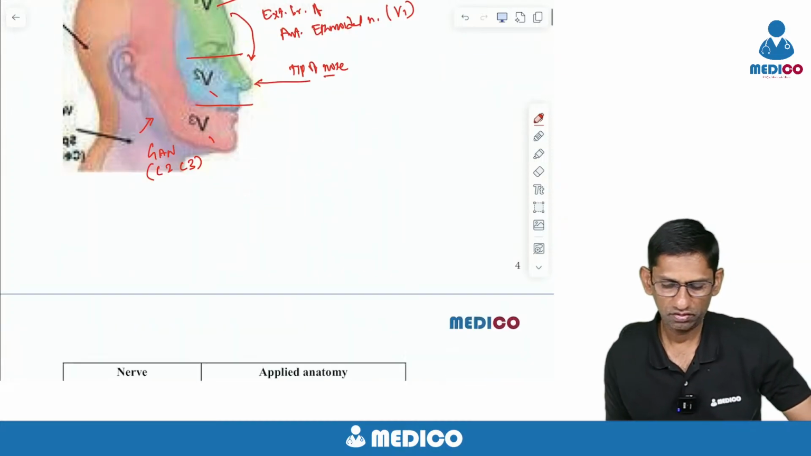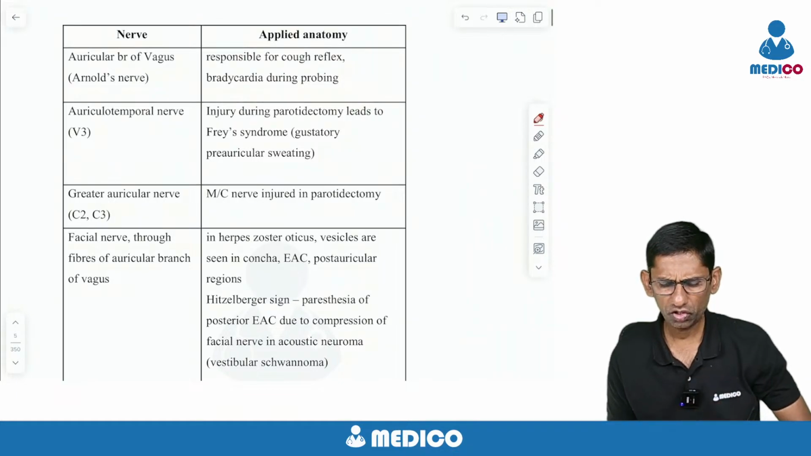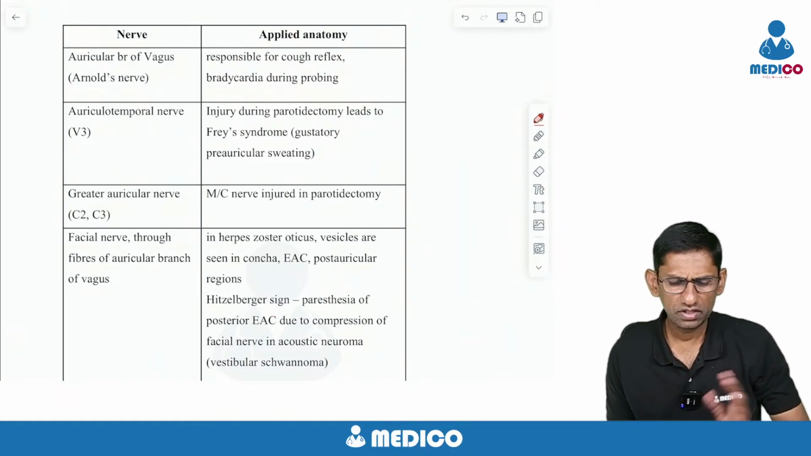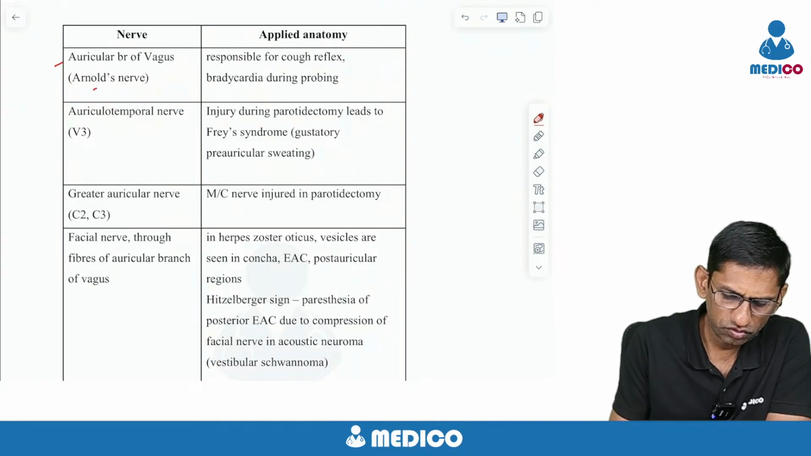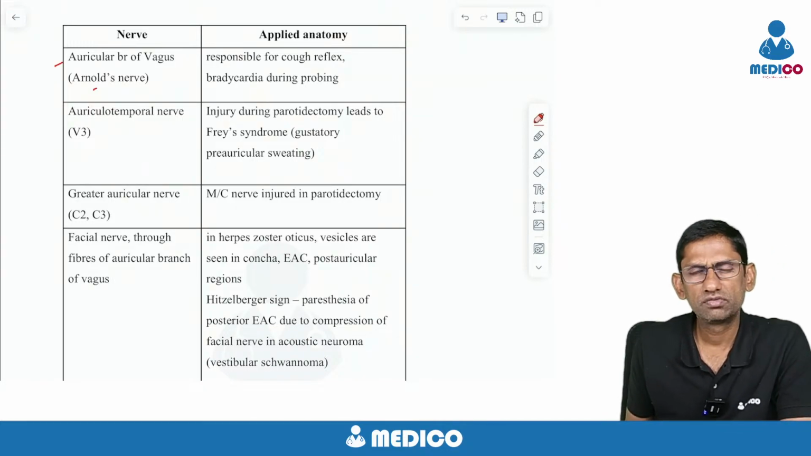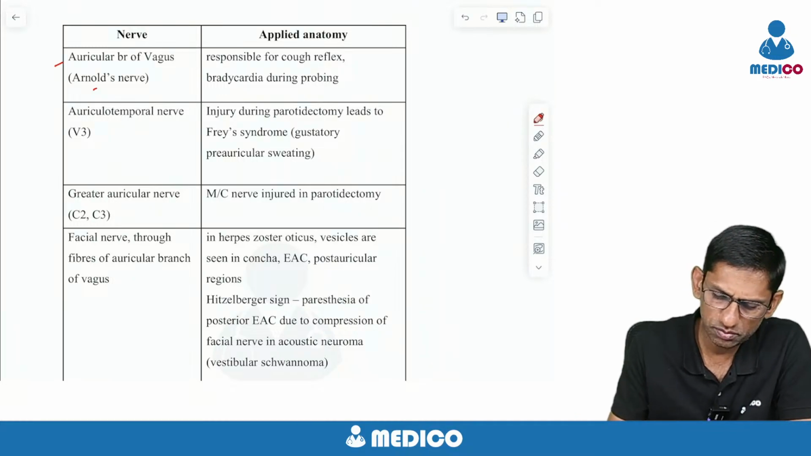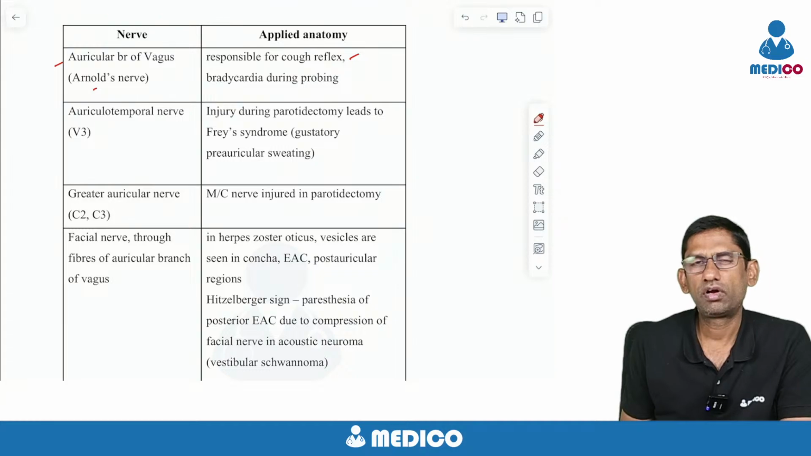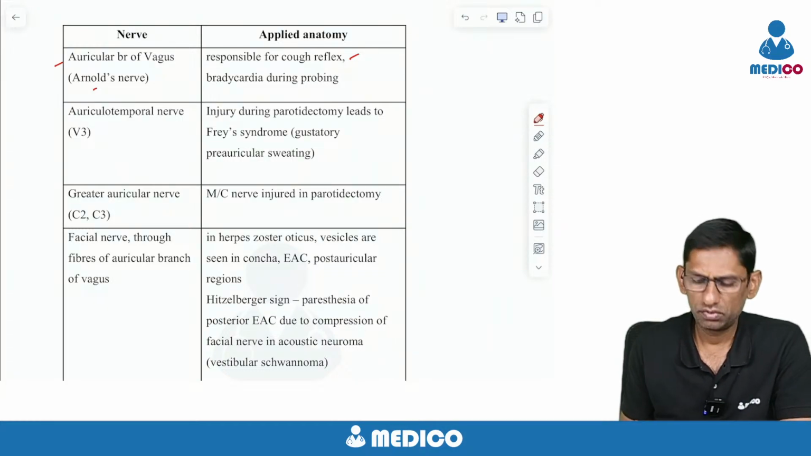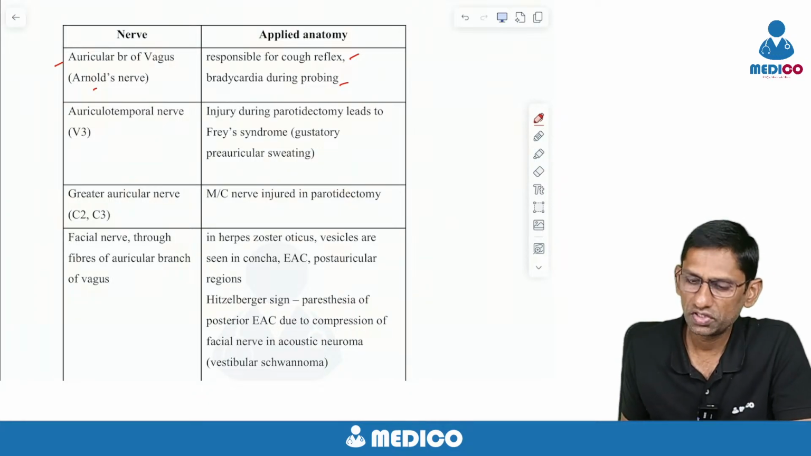And regarding the applied anatomy of the nerve supply of the external ear, this auricular branch of the vagus, which is otherwise called Arnold's nerve, Alderman's nerve, Clergyman's nerve, is responsible for the cough reflex, or it may even lead to bradycardia and syncopal attacks in some people during probing. So this is the importance of the vagus, which supplies the conchal bowl.